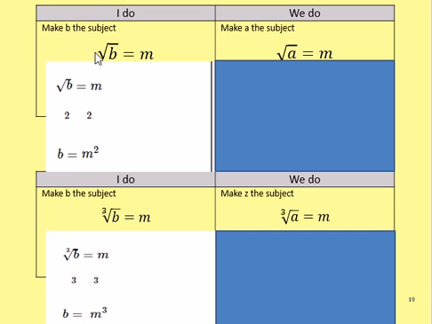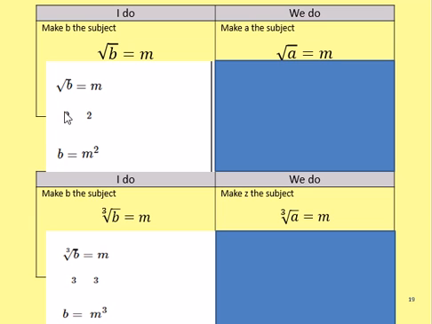So now we have square root of b equals m. And here the square root of b is the subject. Again, I want just b as the subject, so I've got to get rid of this square root. Easiest thing to do, square both sides. So we're squaring this side and we're squaring that side. So we get b equals m squared.